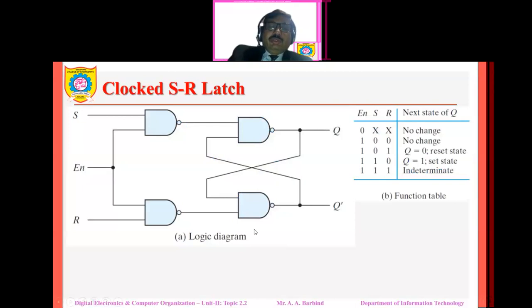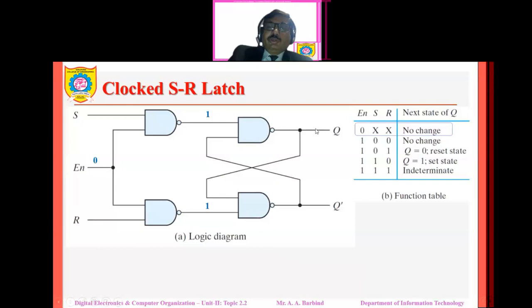So this is the diagram of the modified SR latch. Two more NAND gates have been added into this. So when the enable input is 0, then outputs of both these NAND gates are 1, and as a result of it there is no change of the state of the flip-flop.